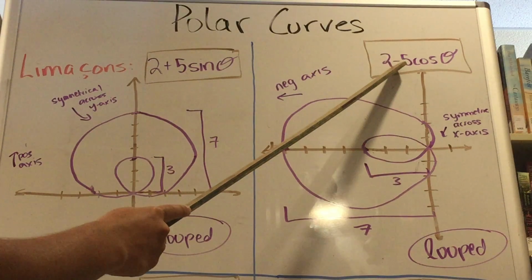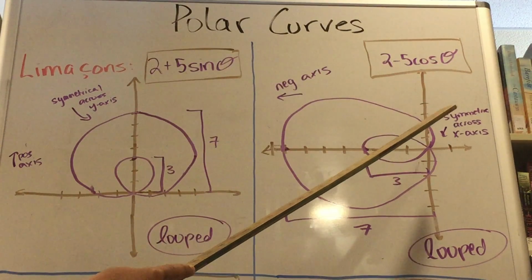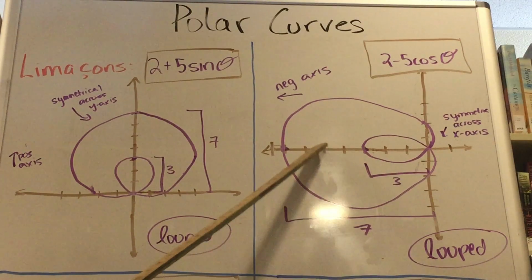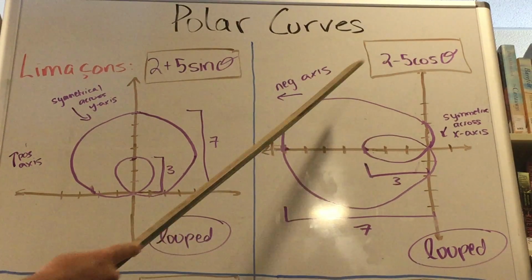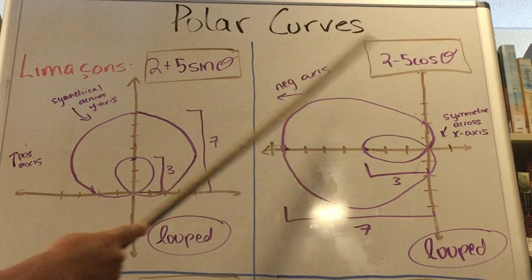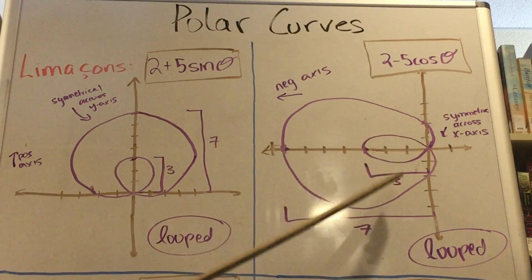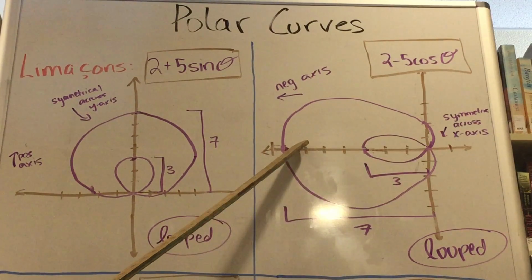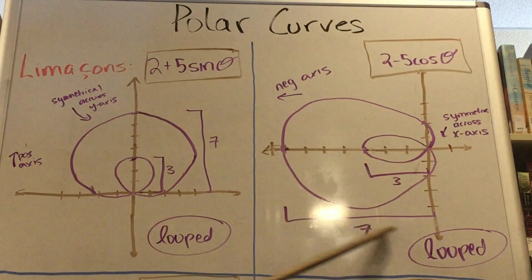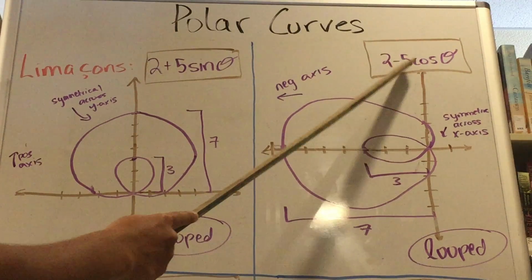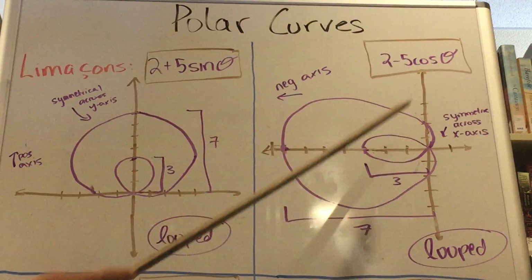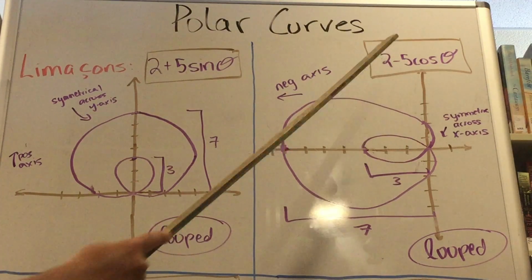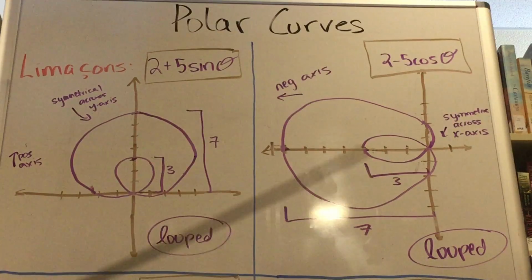But this time there's a minus in the middle instead of a plus, which means it's going to be on the negative part. Because there's a cosine here, this looped limaçon is symmetric across the x-axis. And because it's negative, it's on the negative part of the x-axis, which means it's going this way. The length is 7, since 2 plus 5 is a plus b, and the length of the loop is 3, because the difference between b and a, 5 and 2, is 3. And that's how we got that graph.